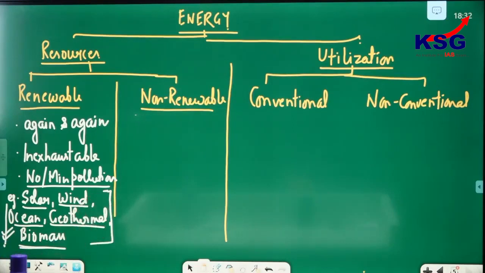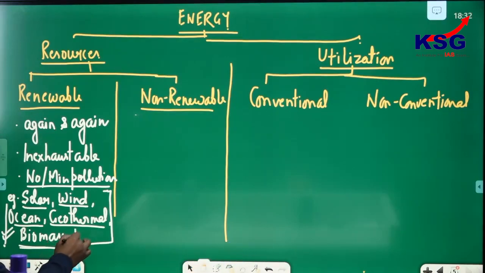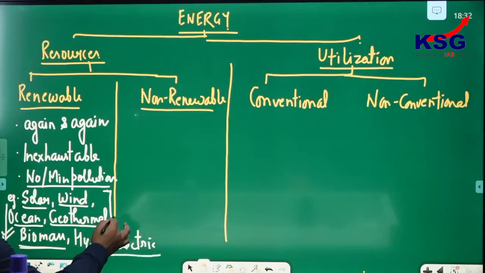Okay, biomass energy. So solar energy, wind energy, ocean energy, geothermal energy and biomass energy. Write it. Even hydroelectric power plant you can also consider here. Hydroelectric power plant is also part of renewable energy. And I hope you know very well these are those energy sources which will never lose. Inexhaustible means never lose.